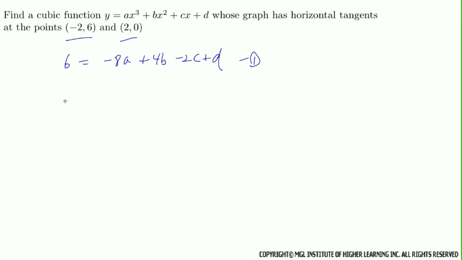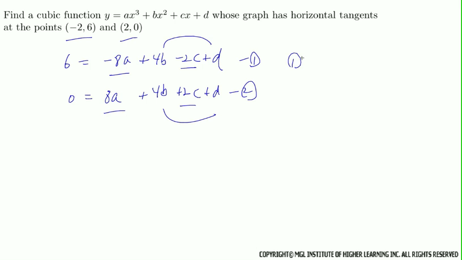We can also plug in 2, 0. You get 0 is equal to 8a plus 4b plus 2c plus d. Okay, great. There's 4 unknowns. There's only 2 equations. It happens to be pretty nice. Like, look, this lines up together, and of course the other 2 line up.